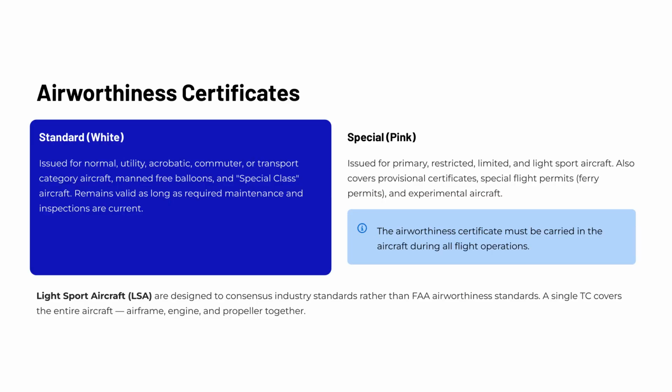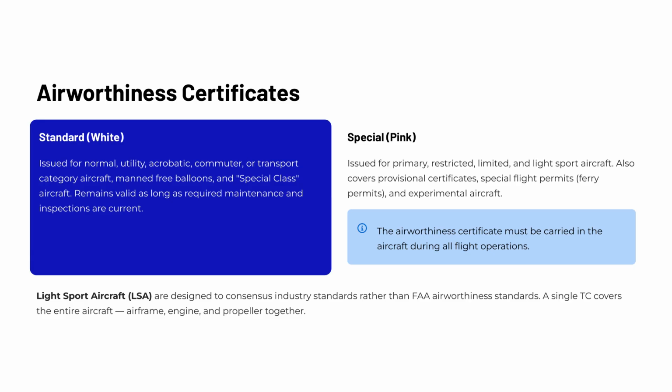There are 2 types of airworthiness certificates a pilot needs to be familiar with. The first is the standard certificate, which is white, and is issued for normal, utility, acrobatic, commuter, and transport category aircraft, as well as manned free balloons and special class aircraft. A standard airworthiness certificate remains valid indefinitely, as long as the aircraft receives its required maintenance and inspections on schedule.